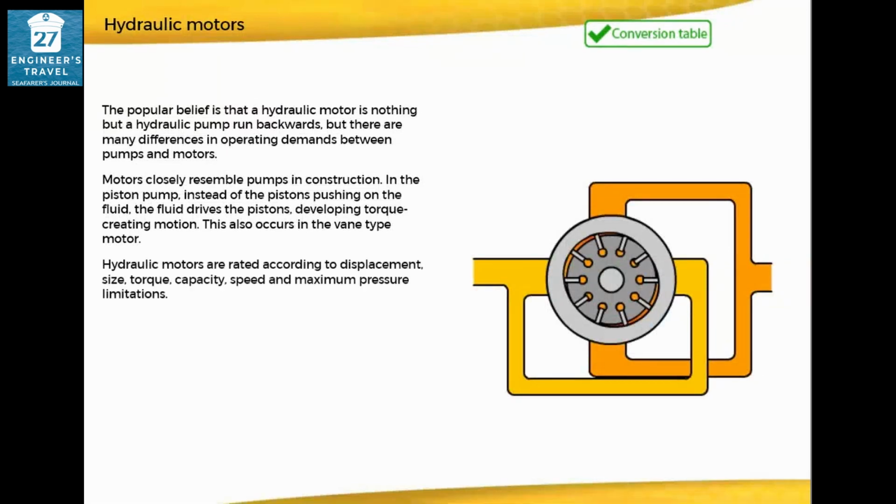Hydraulic motors are rated according to displacement, size, torque, capacity, speed, and maximum pressure limitations.